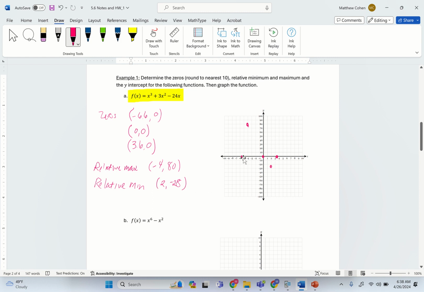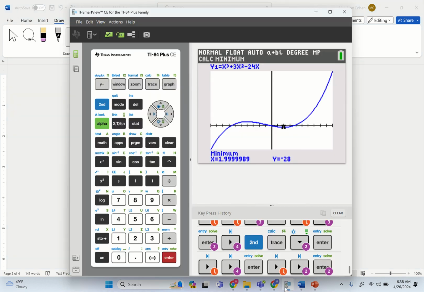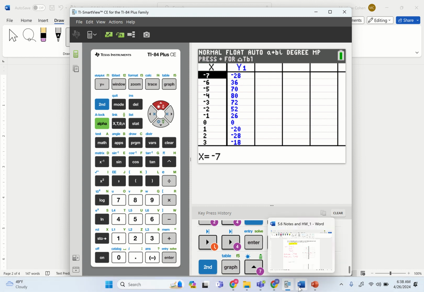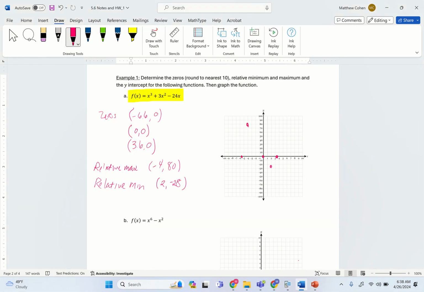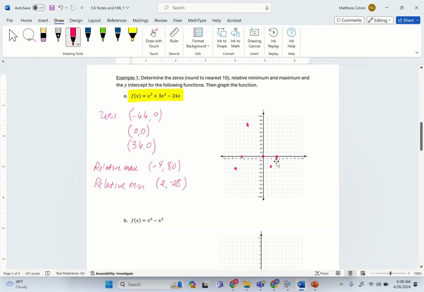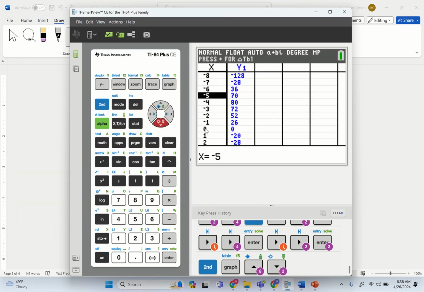And then I like to get 2 more points just so that my graph is more precise. So we're going to go below negative 6 on the table. There's a point at (negative 7, negative 28). So I'll go to negative 7, negative 28. I'm a little bit off there, but it's okay. And then we want to go above positive 3. There's a point at 580.